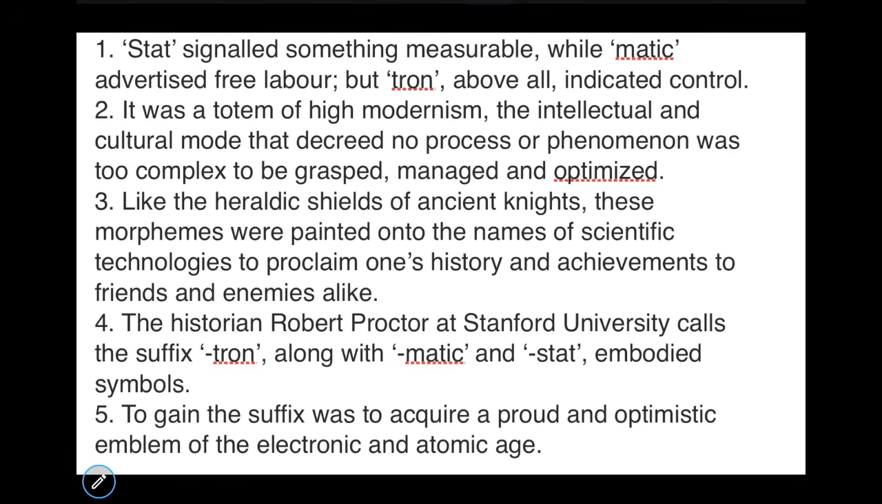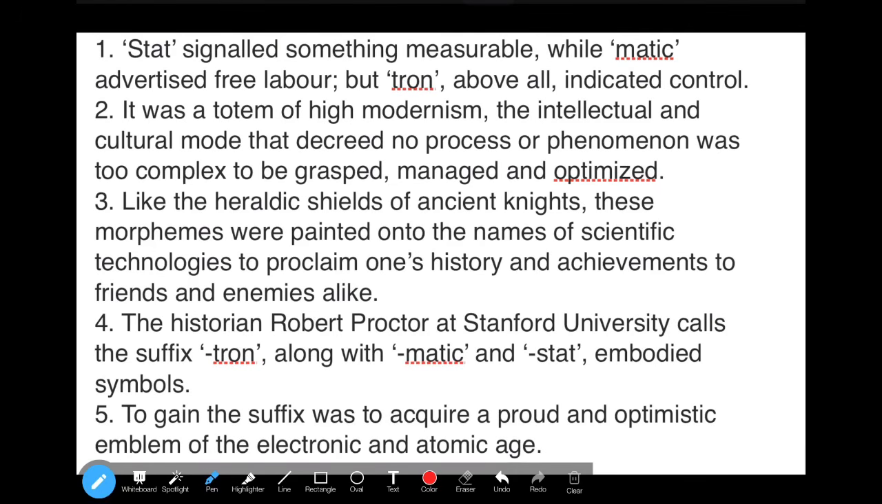Now, I get to know no matter what, option 1 and option 4 are talking in the same direction, but let me read the fifth one also. To gain the suffix was to acquire a proud and optimistic emblem of the electronic and atomic age. Now, definitely, if I read these sentences, I can figure out that at least two sentences are talking in one direction. That is sentence 1 and sentence 4. They are gone. Now, what is a suffix? Suffix is nothing but tron, matic, and that is what they are talking about. So, even option 5 is gone.